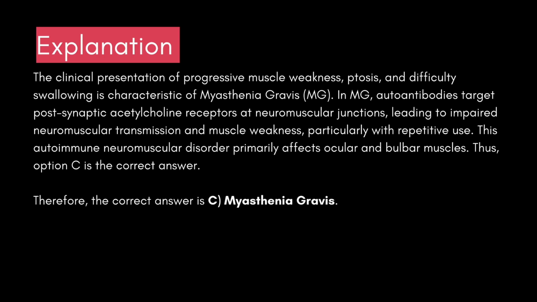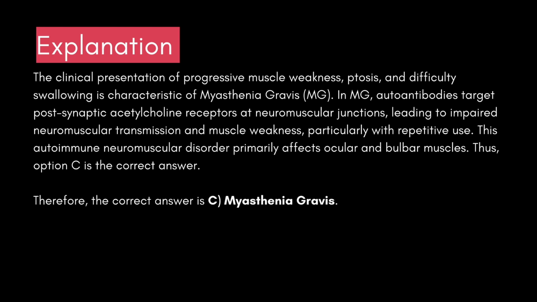Clinical presentation of progressive muscle weakness, ptosis, and difficulty swallowing is characteristic of myasthenia gravis, MG. In MG, autoantibodies target postsynaptic acetylcholine receptors at neuromuscular junctions, leading to impaired neuromuscular transmission and muscle weakness, particularly with repetitive use. This autoimmune neuromuscular disorder primarily affects ocular and bulbar muscles. Thus, option C is the correct answer. Therefore, the correct answer is C, myasthenia gravis.